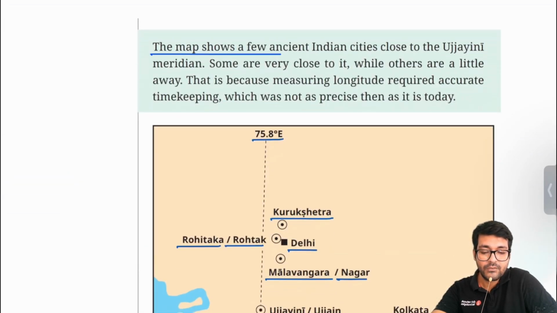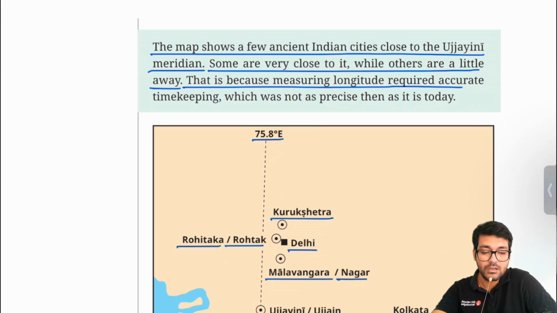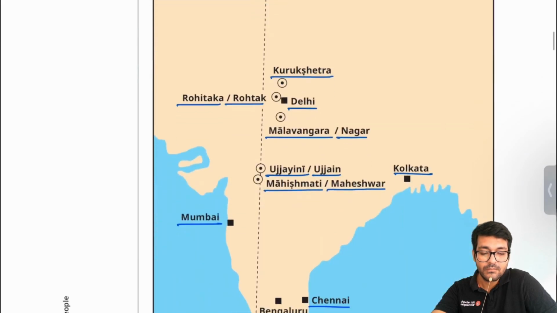The map shows a few ancient Indian cities close to the Ujjaini meridian. Some are very close to it, while others are a little away. That is because measuring longitude required accurate timekeeping, which was not as precise then as it is today.